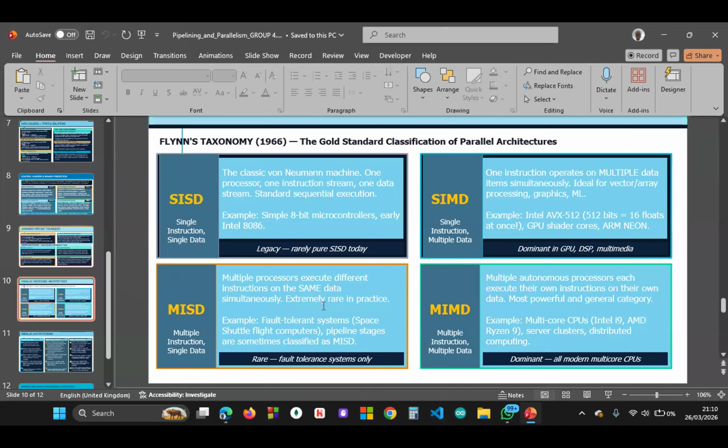MISD. 4. Multiple instruction, multiple data, in short MIMD. Multiple autonomous processors each execute their own instructions on their own data. The most powerful and flexible category. Example, multi-core CPUs, Intel Core i9, AMD Ryzen 9, server clusters, distributed computing.